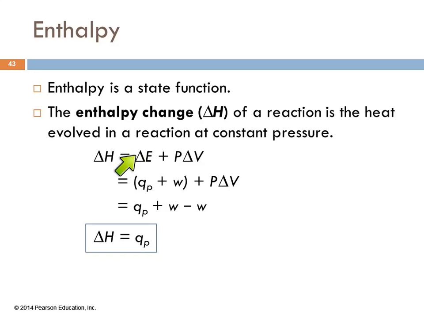We have said before that delta E was equal to Q plus W. Here we stuck a P in there to remind ourselves that this is at constant pressure. Q with a little v means at constant volume. It's Q plus W plus this. Well, this is negative W, isn't it? Negative W plus W, ta-da, they go away. It's very convenient. And so delta H ends up being equal to the heat at constant pressure. So this is a really useful idea.